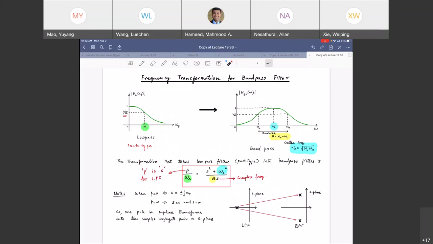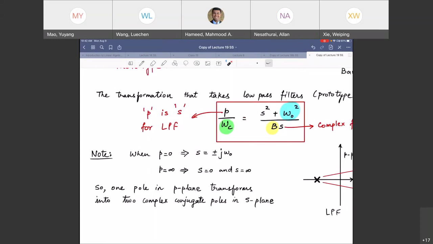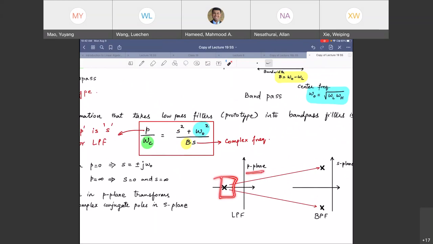Now, let's take a look at what happens to poles when you make this transformation. If you substituted P equals zero here, what would happen? You would get two values for S, plus and minus j omega. So one pole in the p-plane is actually two complex conjugate poles in the s-plane. So if you have one pole in the low pass filter, you actually get two poles for the band pass filter. Similarly, when you substitute infinity, you get again values of S, zero and infinity. What that essentially means is, if you have one pole in the p-plane, think of it as the s-plane but for the low pass, you actually have two poles for the band pass filter in the s-plane, right? One pole is shooting off to two.